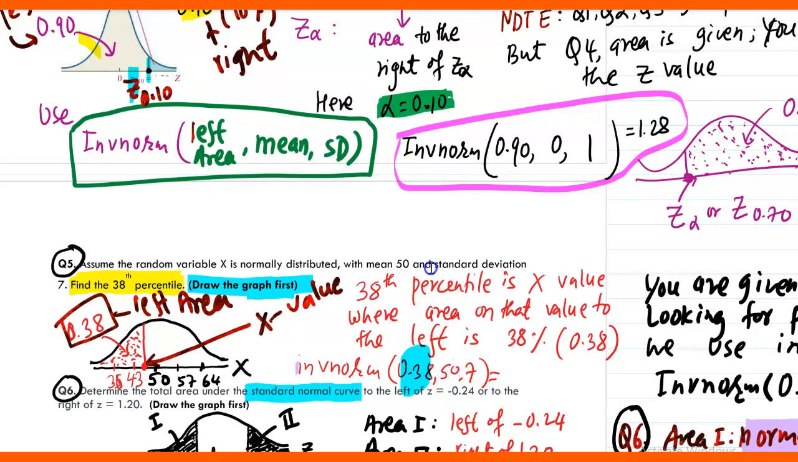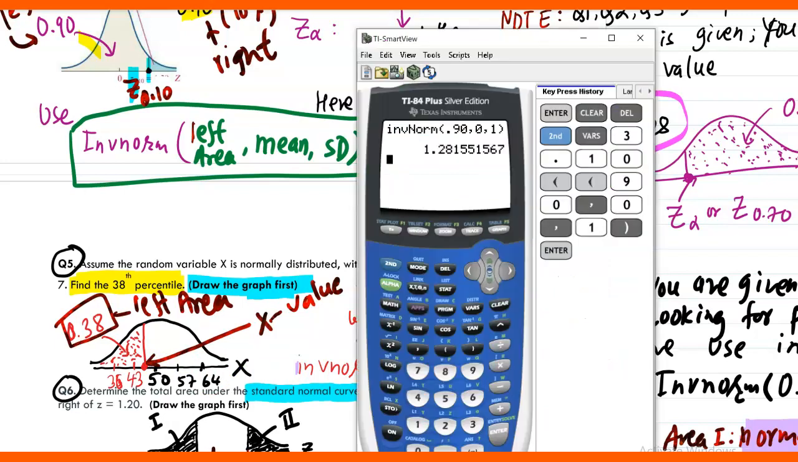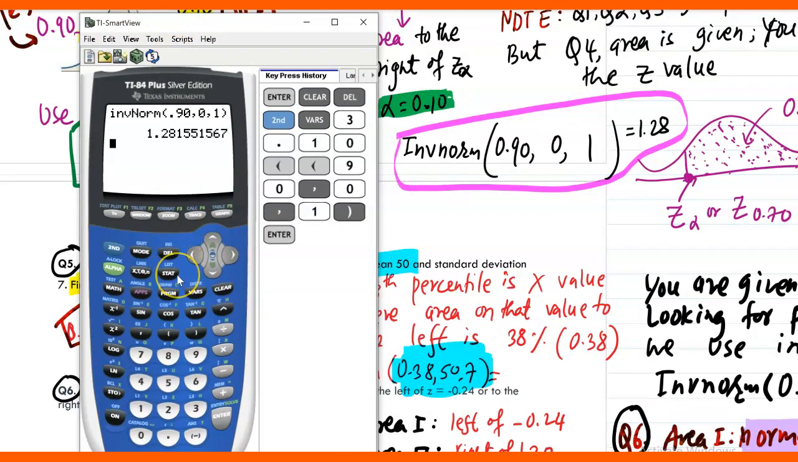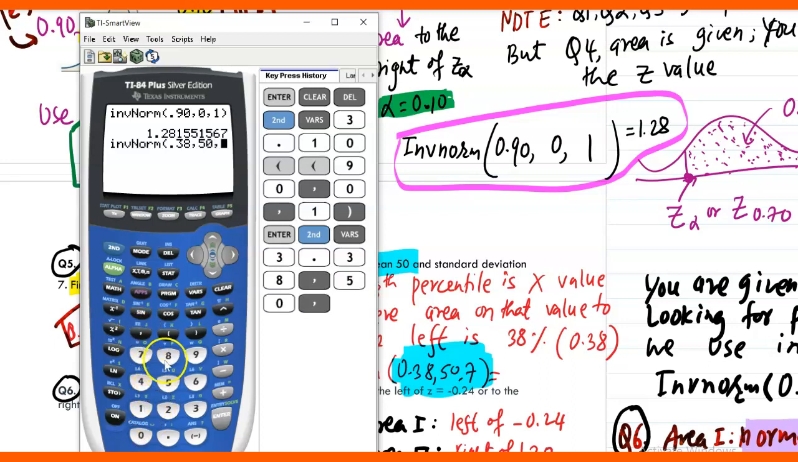In the calculator you type inverse normal and use the left area 0.38, and the mean is 50 because the question says mean 50, and the standard deviation is 7. These three numbers together under inverse normal give you the x value, which is the 38th percentile. Let me put that in the calculator. We do exactly the same thing as before. I'm going to press second and VARS, number 3, and put left area 0.38. Remember that a percentile always represents the left area. What's the mean? 50. And the standard deviation? 7. Close it, and enter.